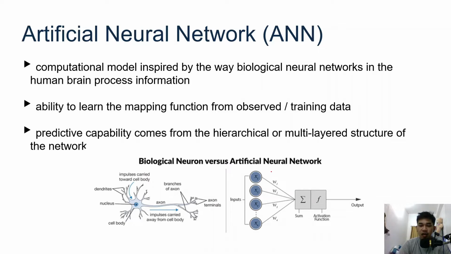So there could be terms like, for example, neural. So we can actually say that term is more on our brain, right? Mga neural or mga neurons, something like that. It is because the concept of ANN is actually based on how our brain processes information. So in ANN, it has the ability to learn the mapping function from observed training data. No? So its predictive capability comes from the hierarchical or multi-layered structure of the network.